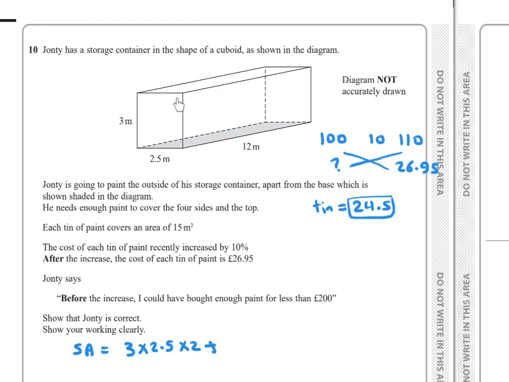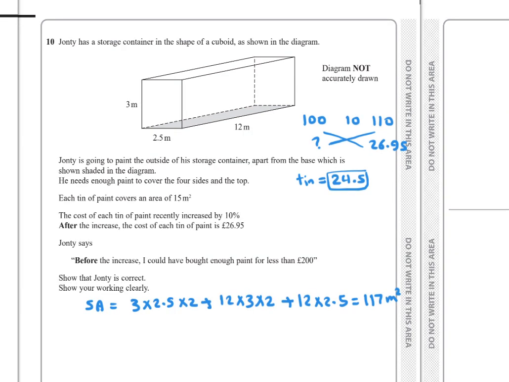for this rectangle 12 times 3, multiply by 2 because we have 2 rectangles, this one and the one at the back, plus the top, which is 12 multiply 2.5. So plus 12 times 2.5 equals 117 meters square.